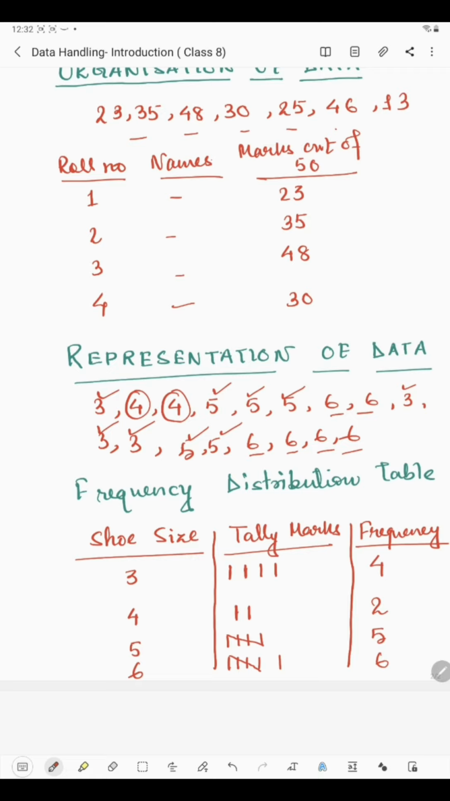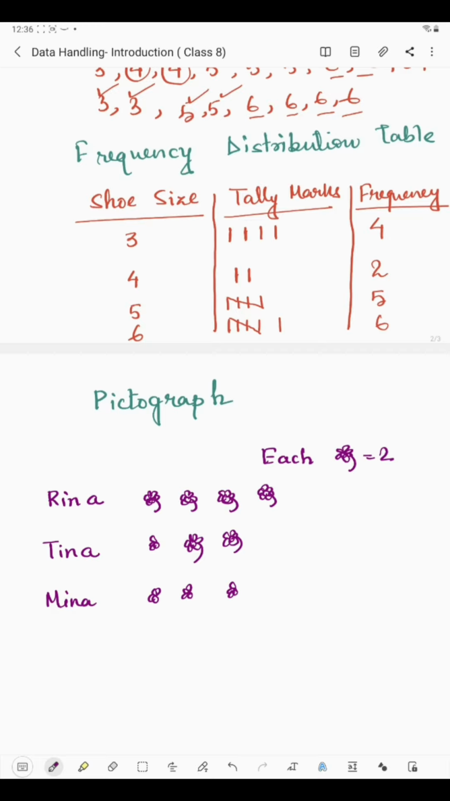Now coming to the next topic. Our next topic is pictograph. A pictograph represents the data through pictures of objects. It helps answer questions on the data at a glance. Like here we can see that each object represents 2. So here, how many flowers did Rina collect?